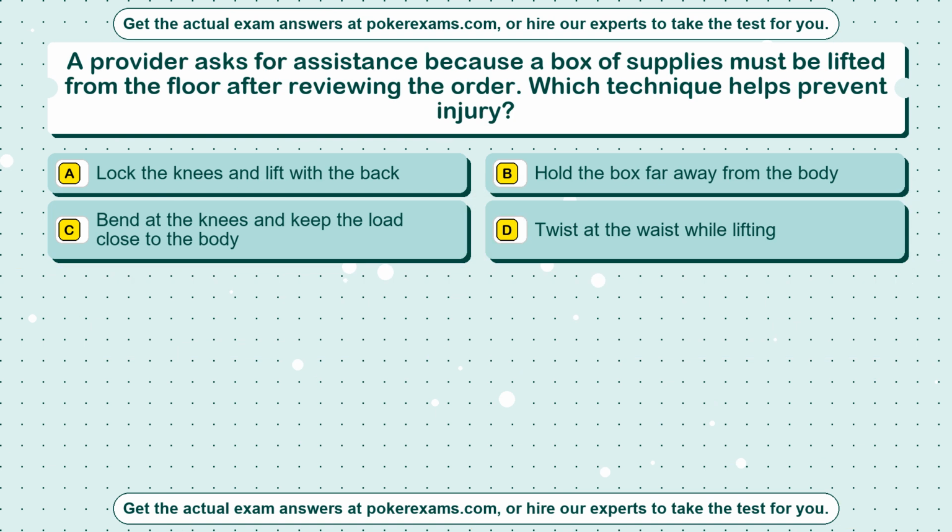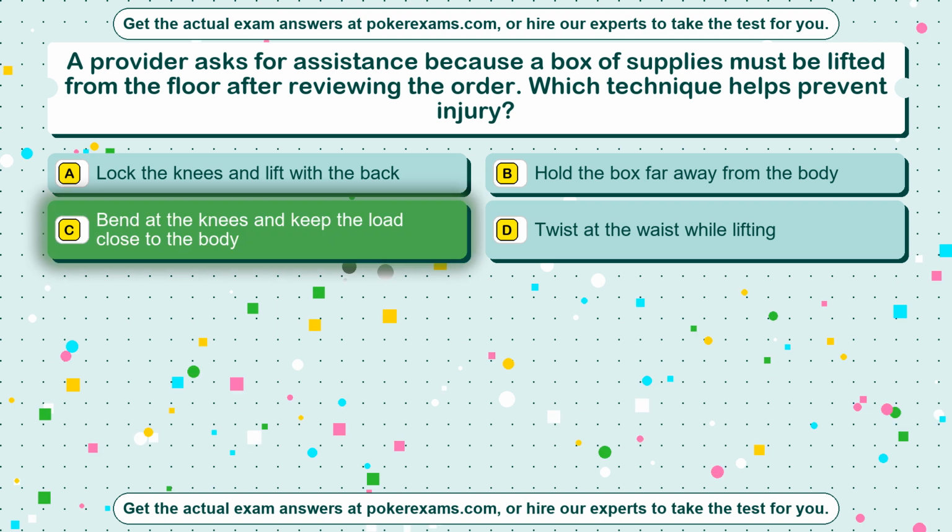Question 17. A provider asks for assistance because a box of supplies must be lifted from the floor after reviewing the order. Which technique helps prevent injury? Option A, lock the knees and lift with the back. Option B, hold the box far away from the body. Option C, bend at the knees and keep the load close to the body. Option D, twist at the waist while lifting. The correct answer is option C, bend at the knees and keep the load close to the body.